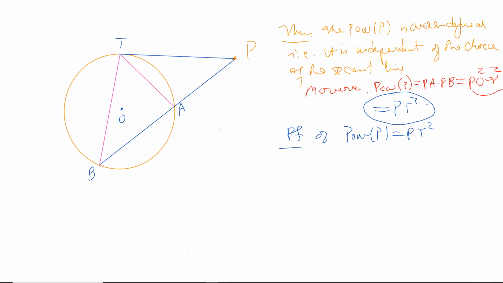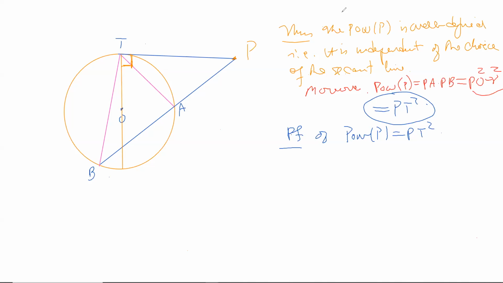Well, let's draw one more. PT passing through the center. Why do I draw this? You know the property of the tangent line, right? The tangent line is perpendicular to the diameter. Yes, okay. You have a right angle there.